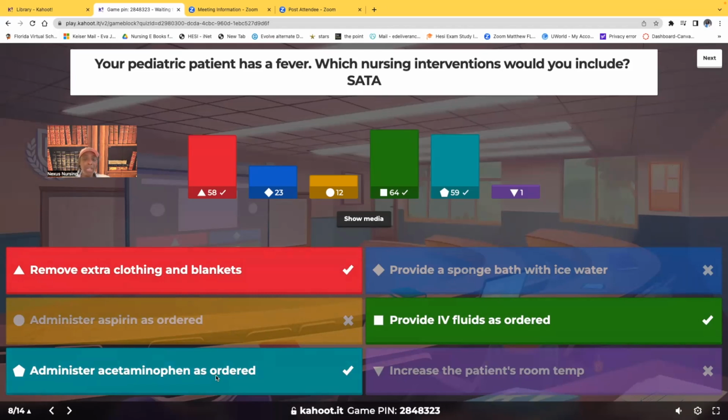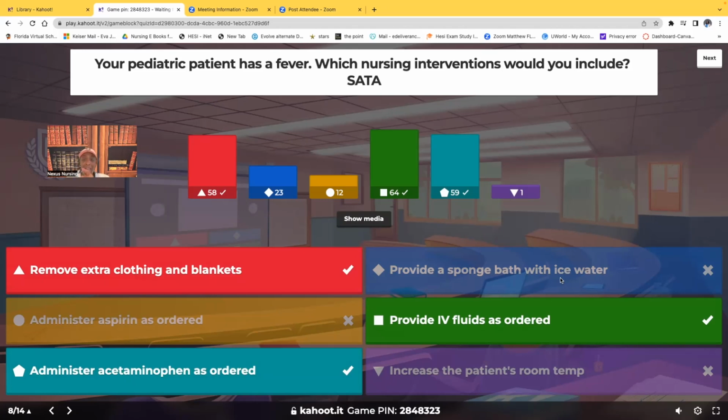Absolutely. Here is what we are not going to be doing for our pediatric patient. Providing a sponge bath with ice water. Let me tell you guys something else. I don't care how beautiful that answer choice is. If there's one word in that answer choice that's wrong, the whole thing is wrong. As much as it pains you to get rid of it, get rid of it.